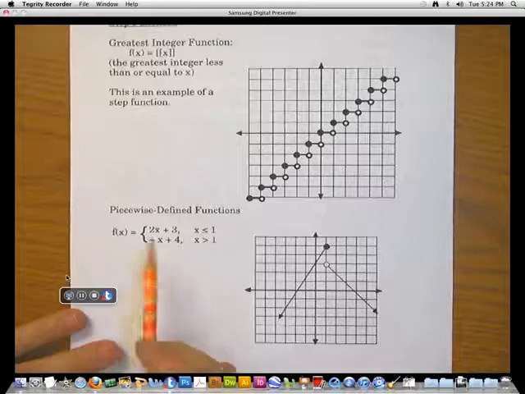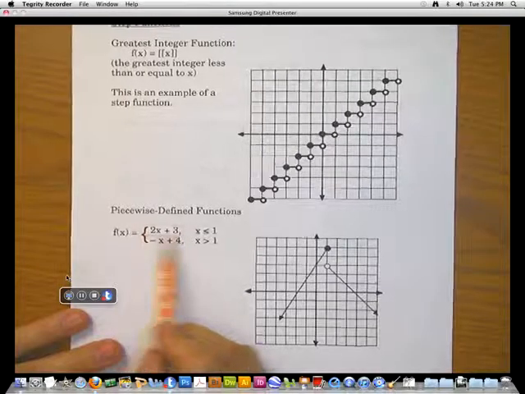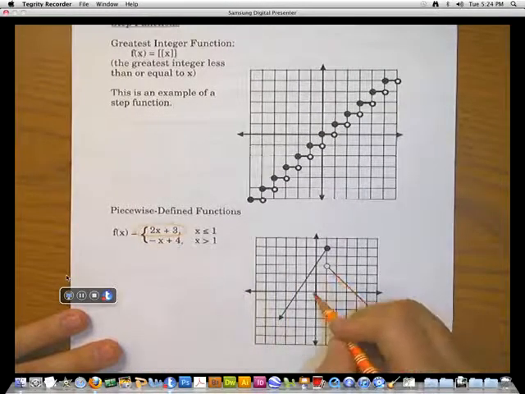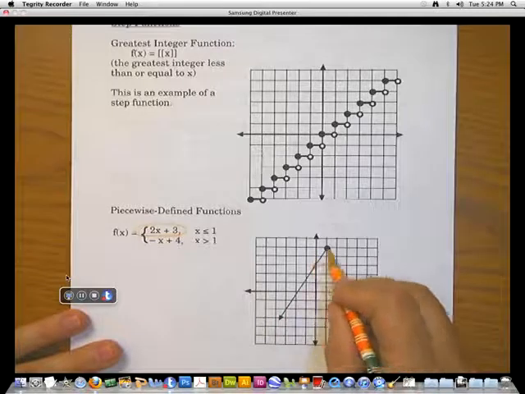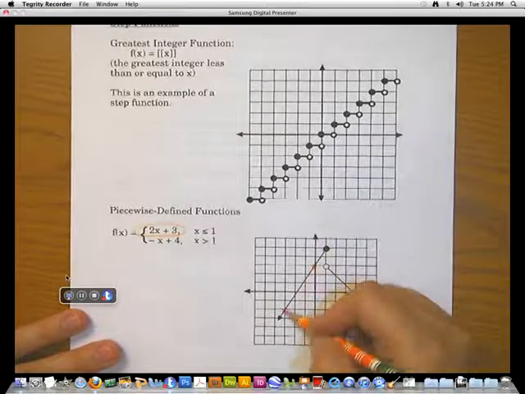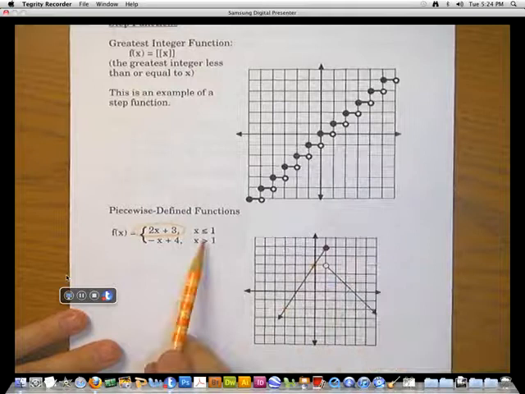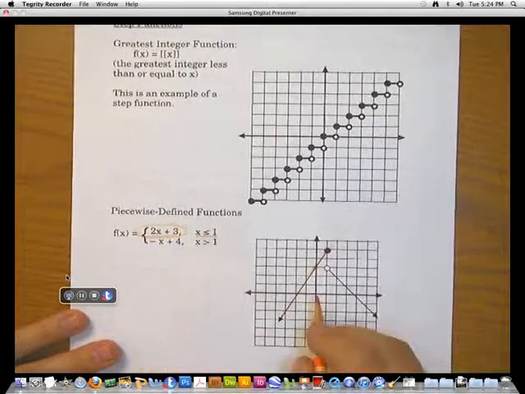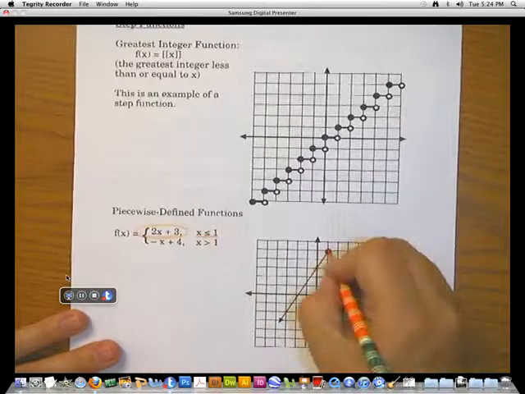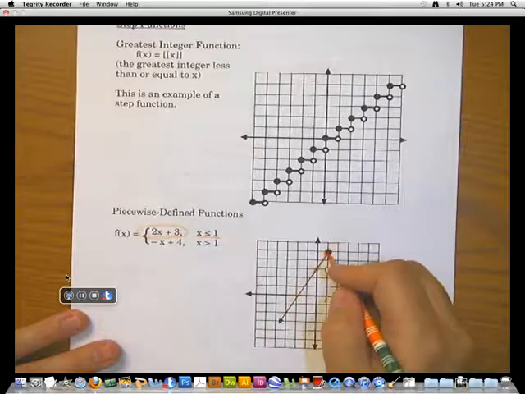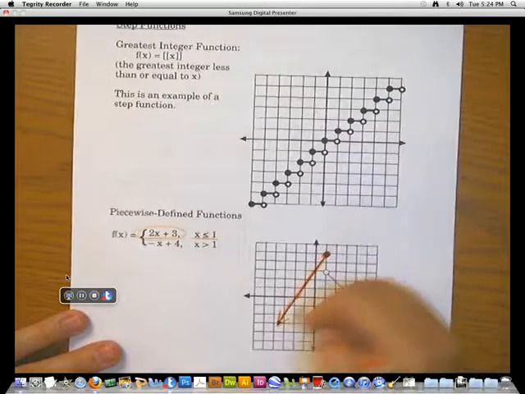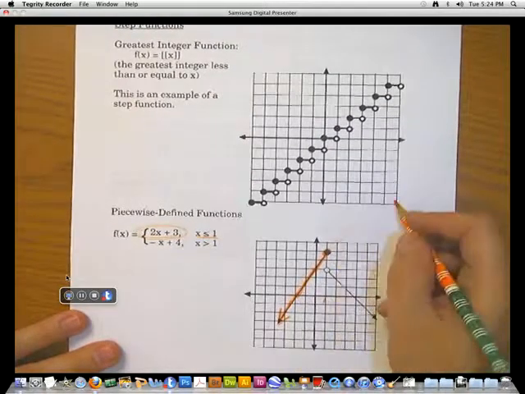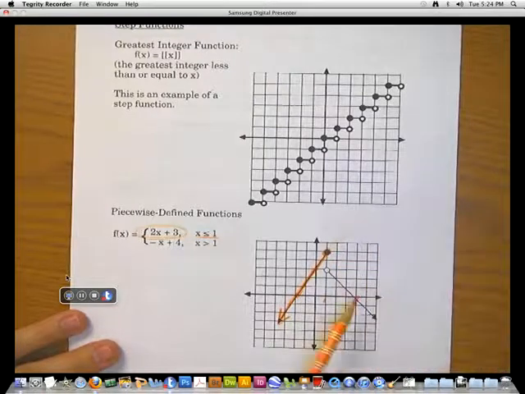More specifically with this piecewise function, we're looking at the line 2x plus 3. So you would normally go, okay, there's 3, and I rise and I run. So that's my line. But we're cutting the domain off at 1. That's why it stops there and does not continue like we normally would.